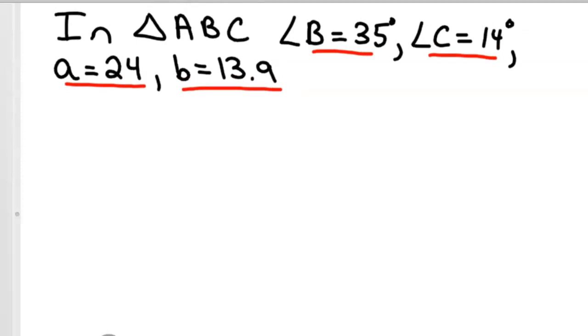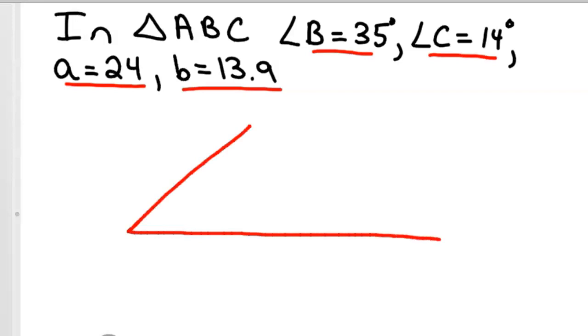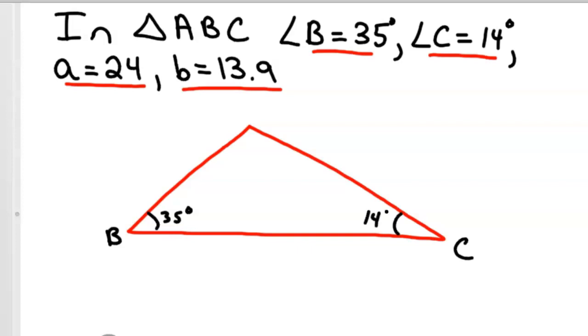So first off, I'm going to just draw a triangle. Typically, these are going to be obtuse because we get rid of some ambiguity that way. But B is 35, so I'm going to pick one that kind of looks like a 35-degree angle. This one kind of does, not really, but close enough. C is 14. This looks like a 14-degree angle. That means this is A. And we have little a. What the heck does little a mean?